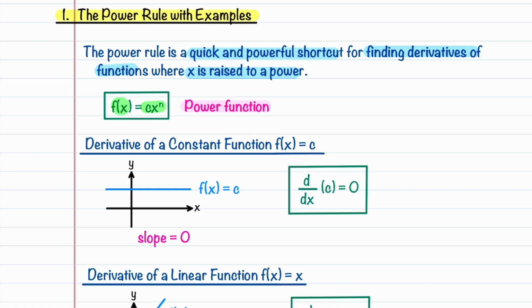We're going to start by first looking at the derivatives of some basic power functions. The first one will be to look at the derivative of the constant function f of x is equal to c. Notice from this graph that the slope of this function is equal to 0. That tells us that the derivative of any constant is going to be equal to 0.